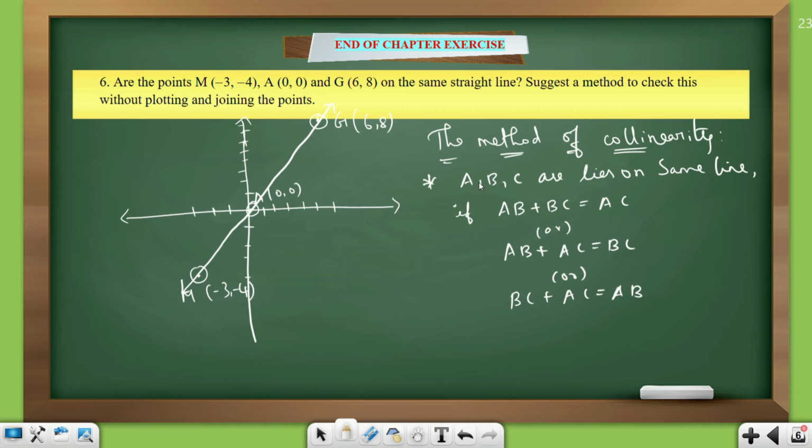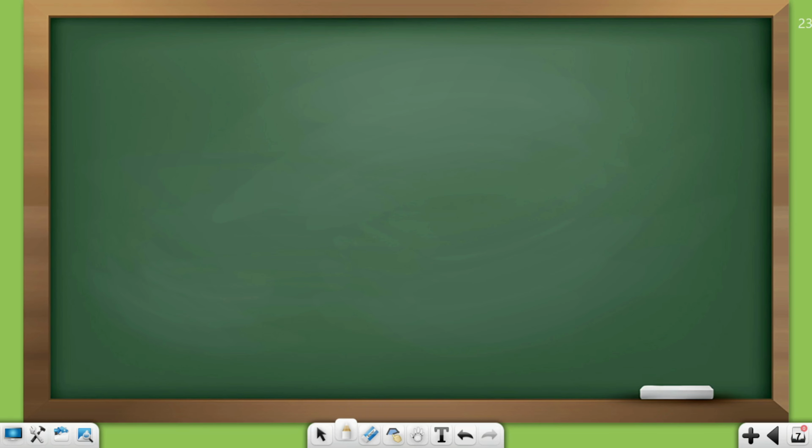Suppose we have 3 points A, B, C which lie on the same line, then they have to satisfy any one of the 3 conditions, involving the lengths of the 3 sides, that is AB, BC and AC. Since we have 3 points, we are able to find AB, BC and AC. The sum of any 2 should be equal to the third one. Then we can say that the points lie on the same line. So we are going to use this method of collinearity to show that the points lie on the same line. Here we need to find the distances AB, BC and AC. Then we will see whether the sum of two of them equals the third one.